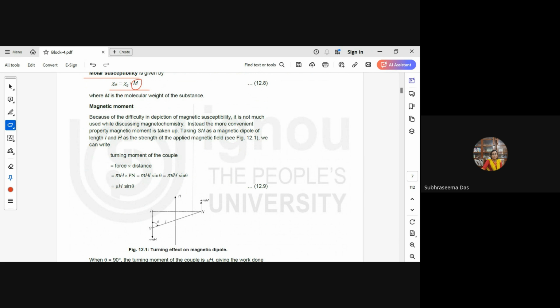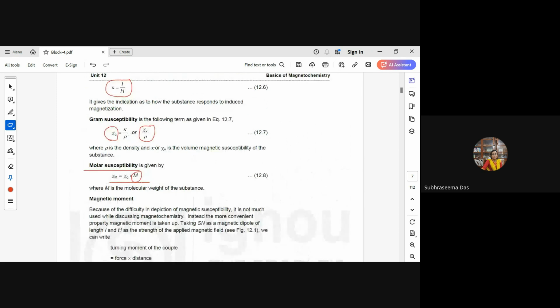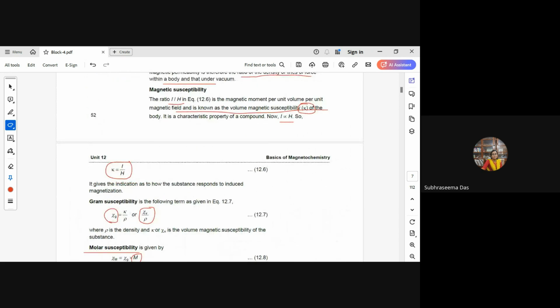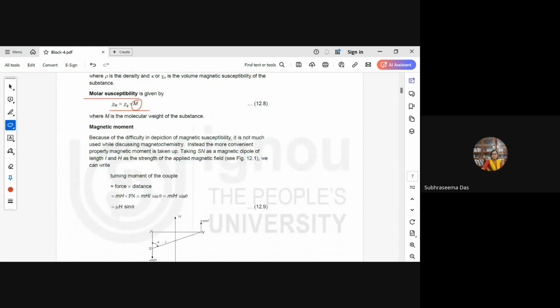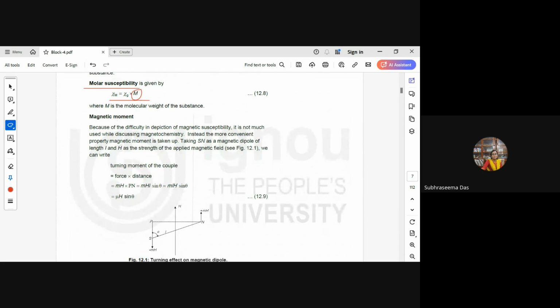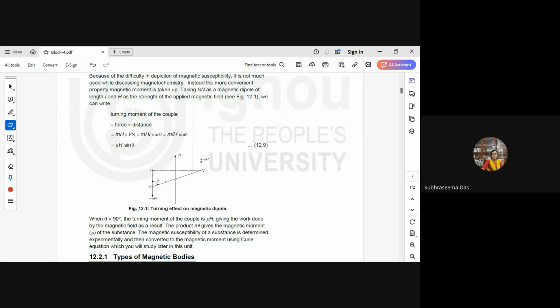Then coming to magnetic moment. The magnetic susceptibility, kappa or gram susceptibility, is actually very difficult to understand and to comprehend. So, to remove these inconveniences, we take a more convenient property, and that is magnetic moment. When we look at the figure 12.1, this shows the turning effect on a magnetic dipole.